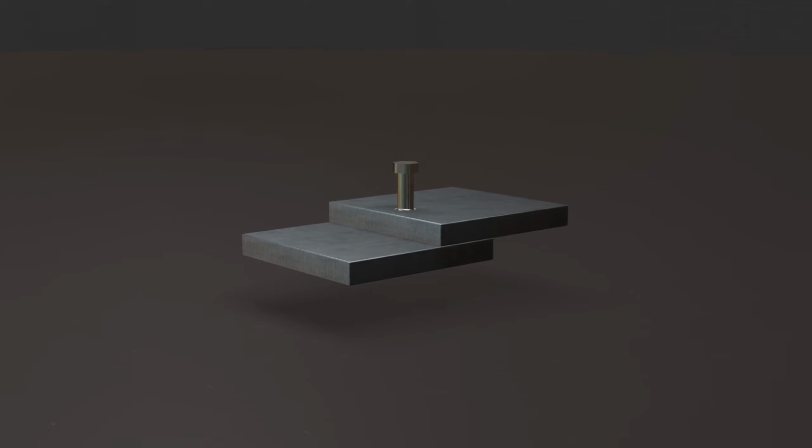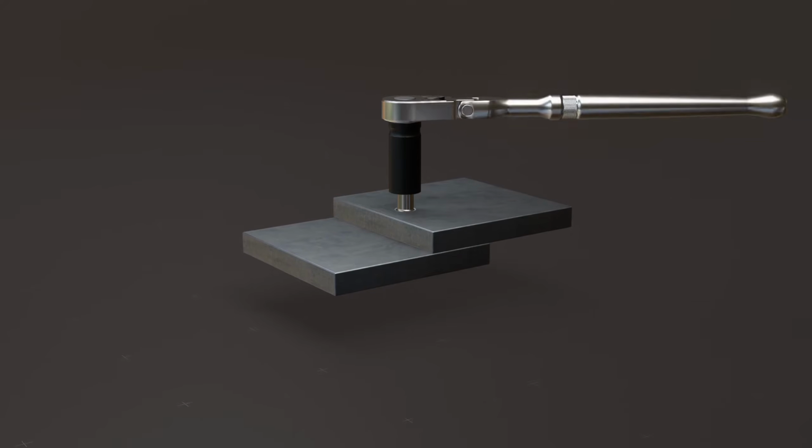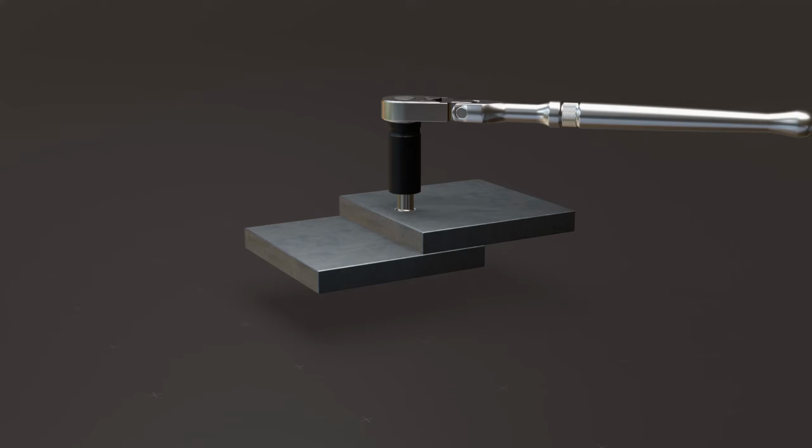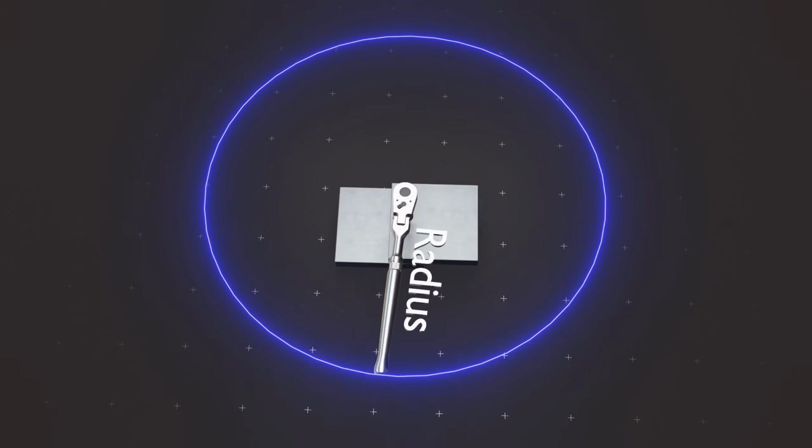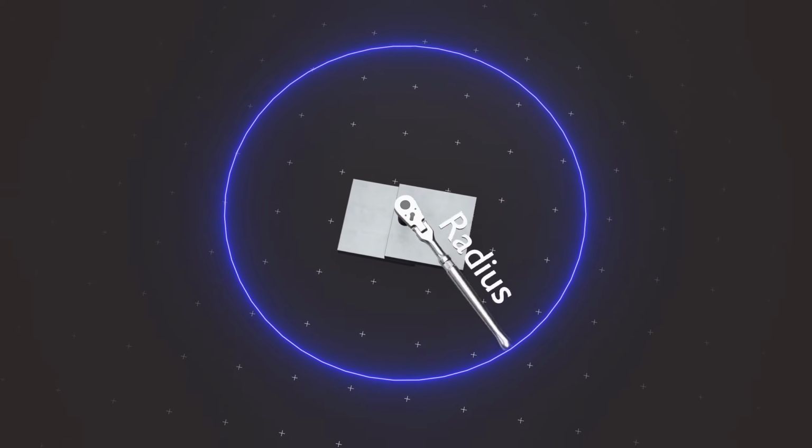A great example of torque is a ratchet. What is torque? Torque is a twisting force that is a result of a force applied at a distance. If you apply a force on this ratchet at a distance, or the radius of the ratchet, you are applying a twisting force on that bolt.